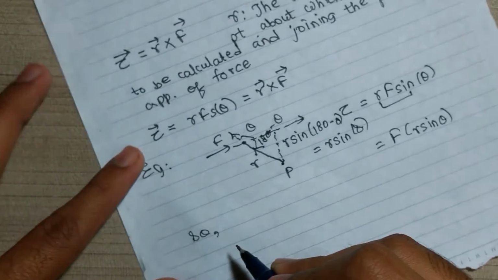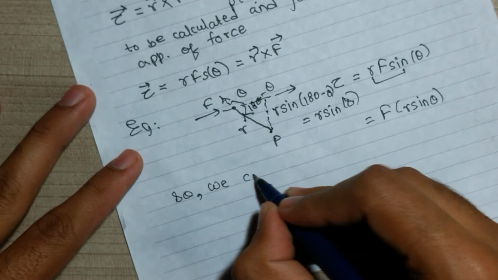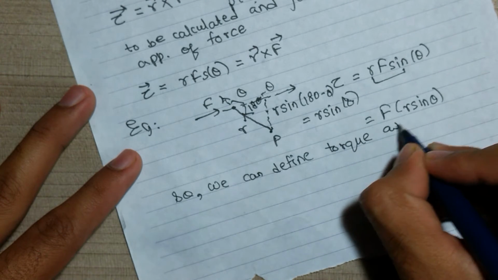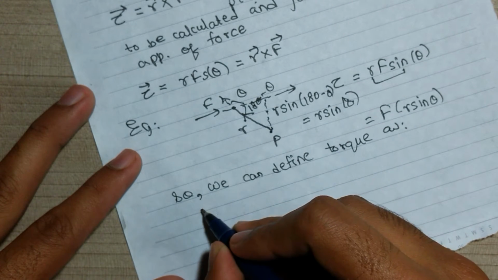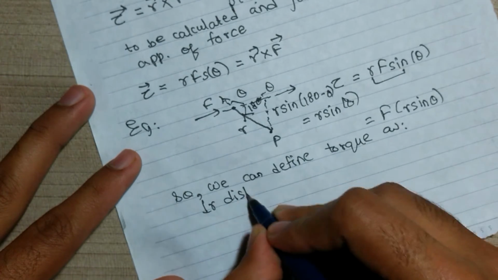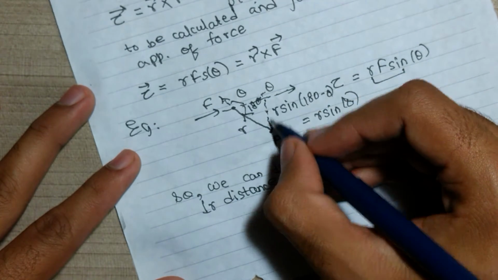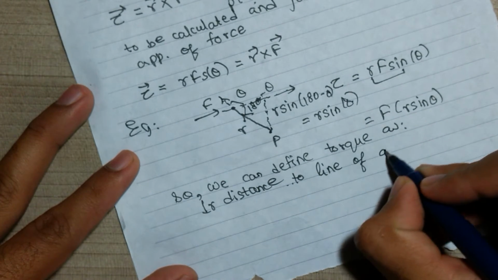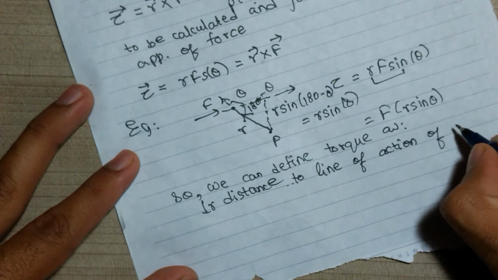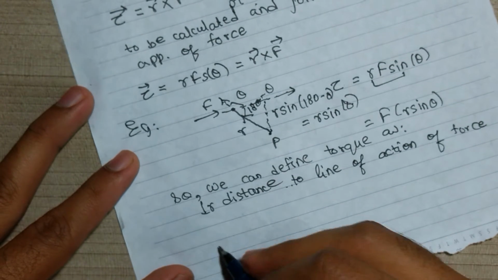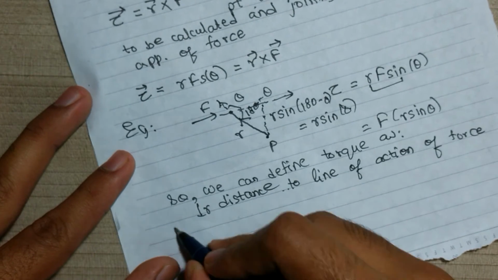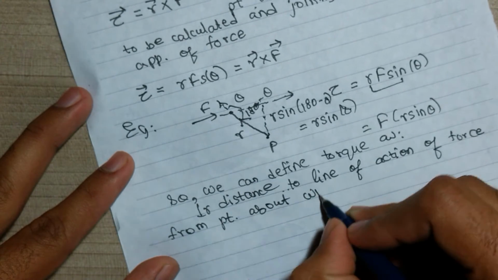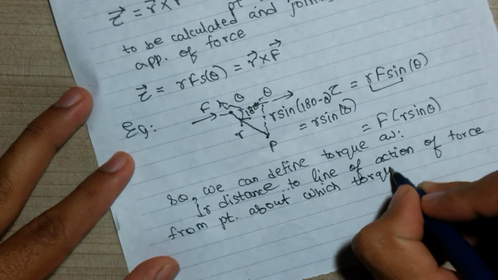So we can define torque as F times the perpendicular distance to the line of action of force from the point about which torque is to be calculated.